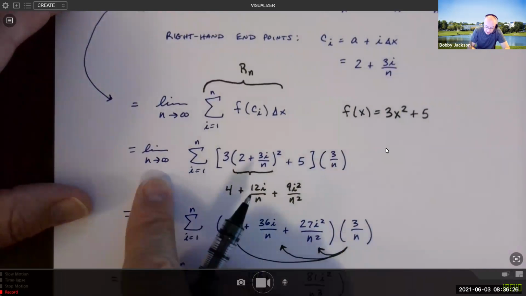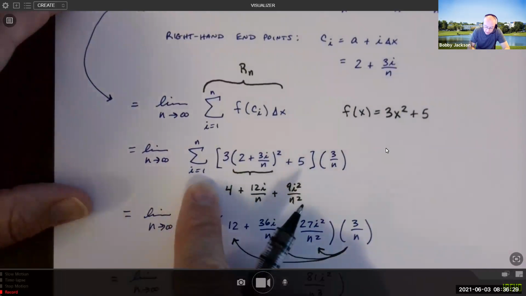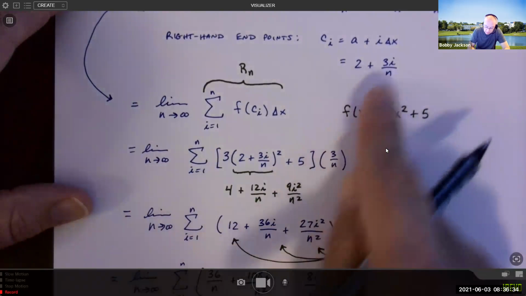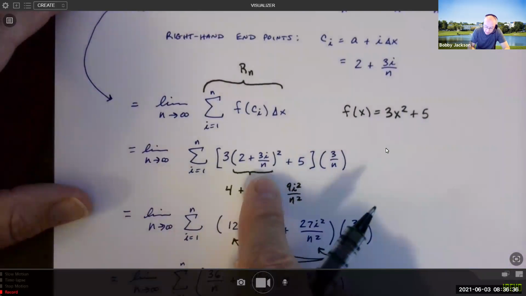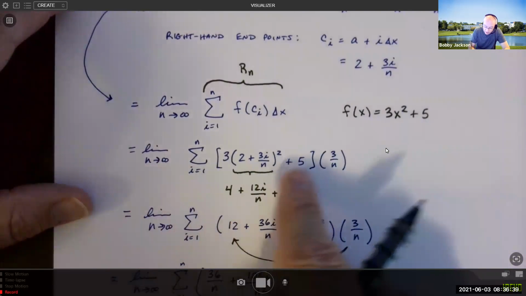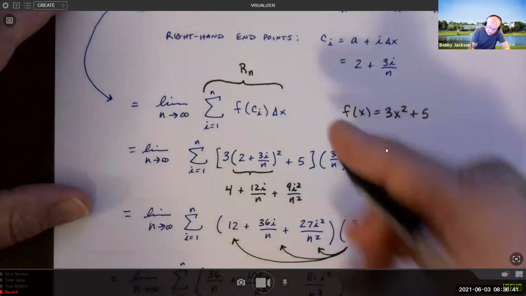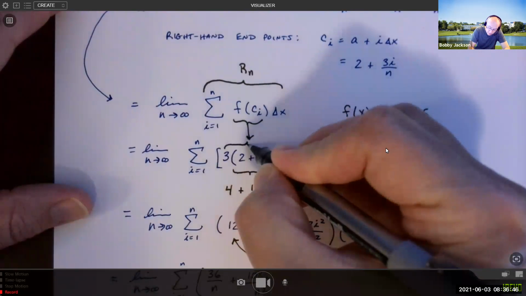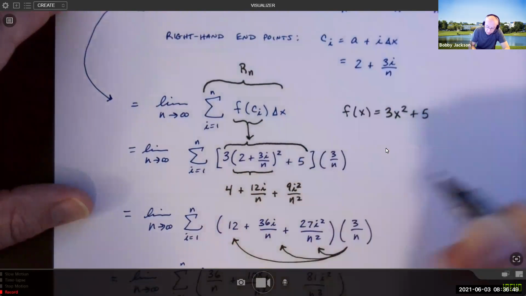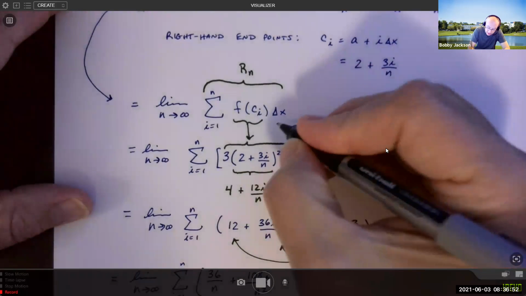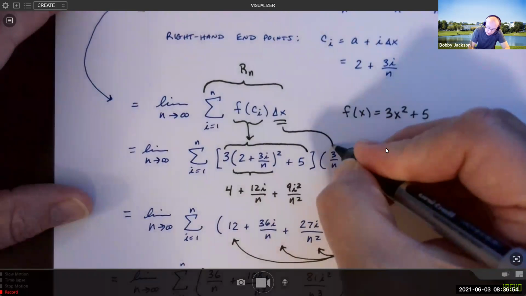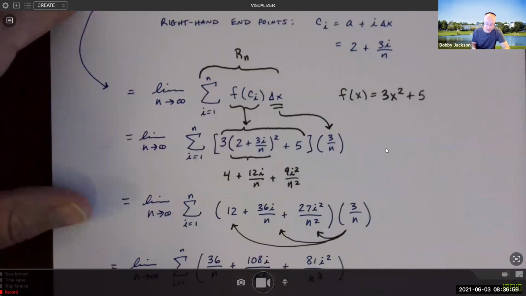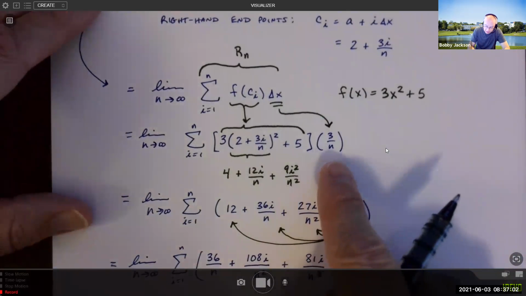So it equals the limit as n goes to infinity, summation i equal 1 to n. And then plugging into the function, right? 3 times what? x, which is 2 plus 3i over n, squared, plus the 5. That's the f of ci, right? The f of ci part is right here in the brackets, and then our delta x. Don't forget that. Sometimes that gets left off, and that's going to mess you up. You're not going to get a correct result if you leave that delta x off.